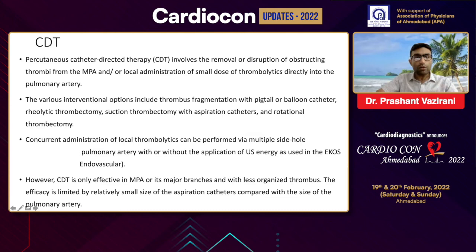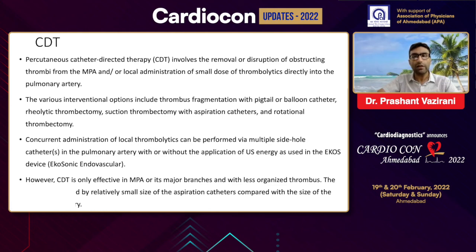So catheter-directed thrombolysis involves removal or disruption of obstructive thrombi from the main pulmonary artery and/or local administration of a small dose of thrombolytics directly into the pulmonary artery. The various interventional options include thrombus fragmentation with pigtail or balloon catheter, rheolytic thrombectomy, suction thrombectomy, aspiration catheters, and rotational thrombectomy. Concurrent administration of local thrombolytics can be performed via multiple side-hole catheters in the pulmonary artery, with or without the application of ultrasound energy. And CDT is only effective for the MPA or its major branches and with less organized thrombus.